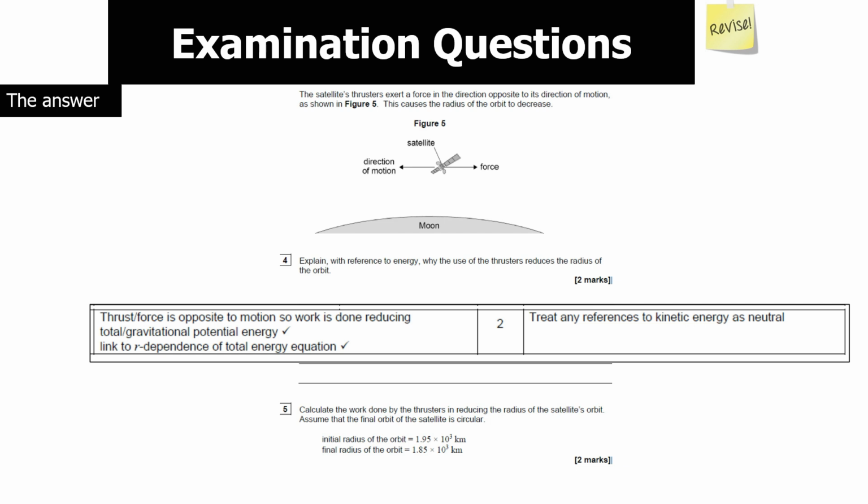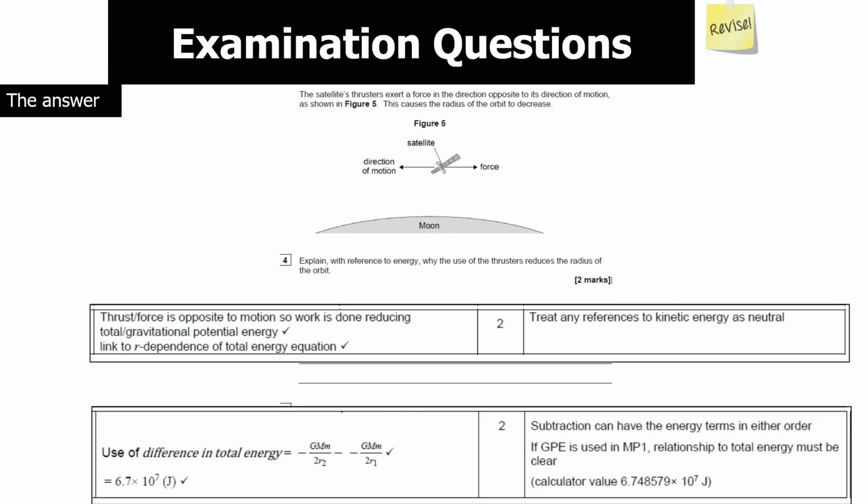Now, how do we then work out the work done? Well, we work out the difference in the total energy by using the equation we had before, which gave us the total energy, which was minus GMm over 2r. You work it out in both places, so you work it out with r at those different values. You then subtract one from the other. Now remember, we're minus and a minus, so we're going to be getting a plus. So it's going to be 6.7 times 10 to the 7 joules.